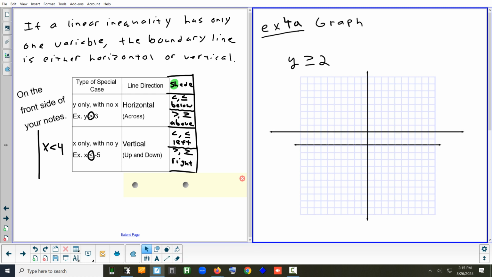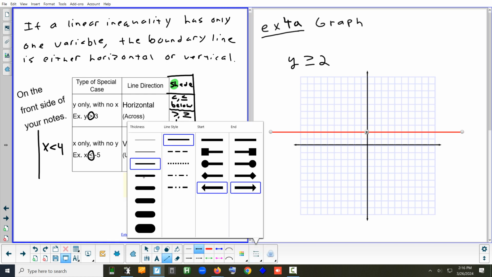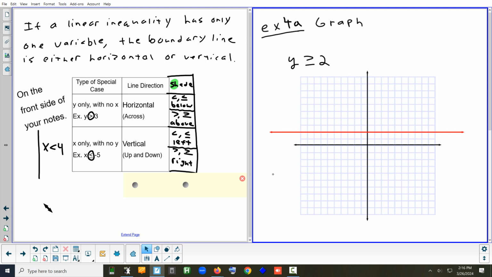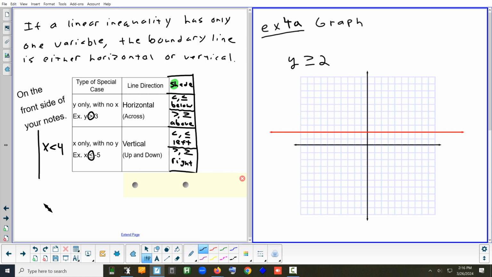What I'll do is make that a little thicker so you know it's the line. Make it a different color or something. Okay, so there's our line. Now, do we shade above or below? Above. Yeah, because it's a greater than or equal to, and that says to shade above. Some people, when they do the shading, like on homework, they just do it like this. This is fine too.